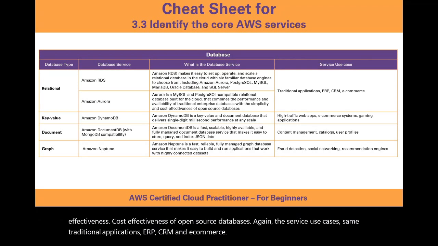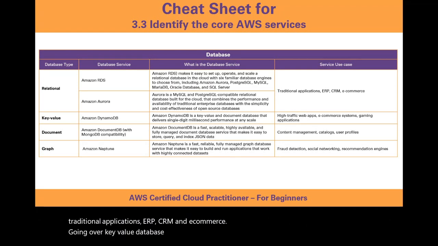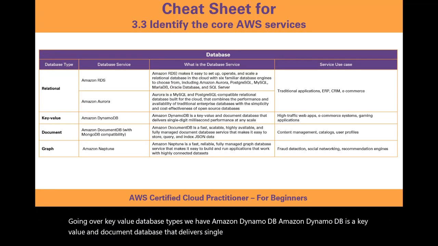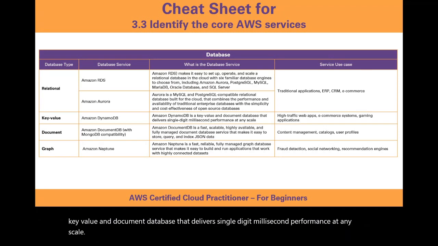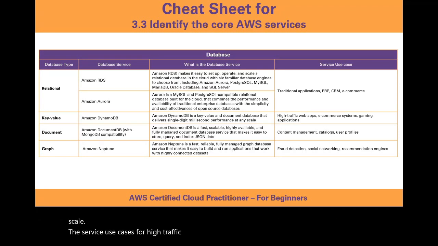Going over key value database types, we have Amazon DynamoDB. Amazon DynamoDB is a key value and document database that delivers single-digit millisecond performance at any scale. The service use case is for high-traffic web apps, e-commerce systems, and gaming applications.